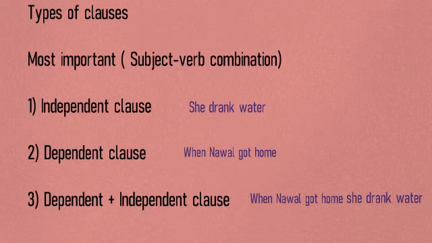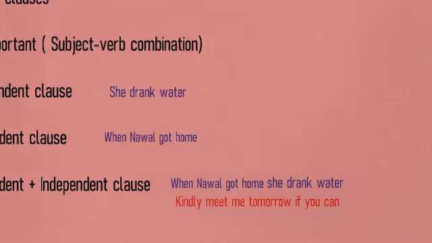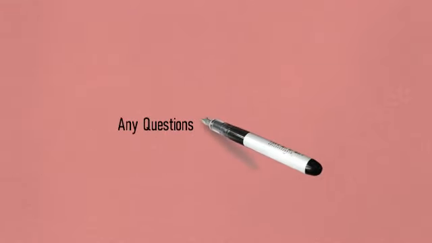Dependent plus independent clause. Now I will give you one more example. Kindly meet me tomorrow if you can. In this sentence, kindly meet me tomorrow is an independent clause, while if you can is a dependent clause. So both of them make a complete sentence. Now you have to keep in mind that dependent clauses usually have words like when, while, whenever, before, after, because, if, unless. So these are the words that are used most commonly.